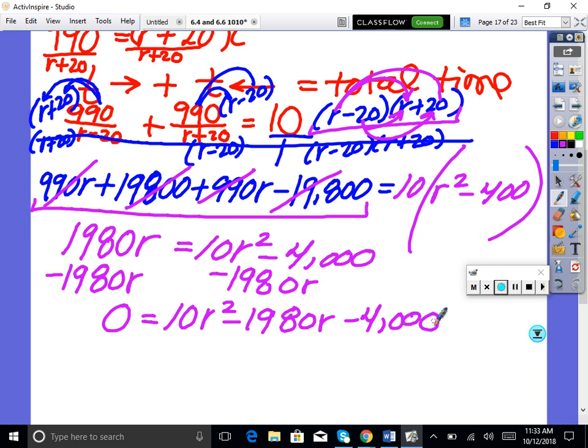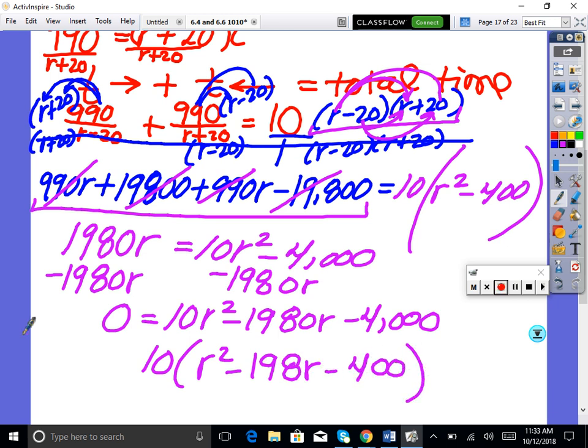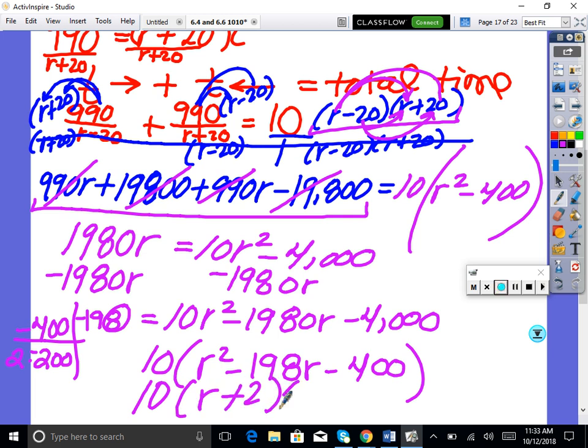Right now I'd have to long factor, but I'm going to pull out a 10. Then left is r squared minus 198r minus 400. So you'd say I can quick factor: what multiplies to be negative 400 and adds up to be negative 198? That's going to be 2 times negative 200, right? So we have this 10, an r plus 2 and an r minus 200. So what are my two solutions? r equals negative 2 and r equals 200.